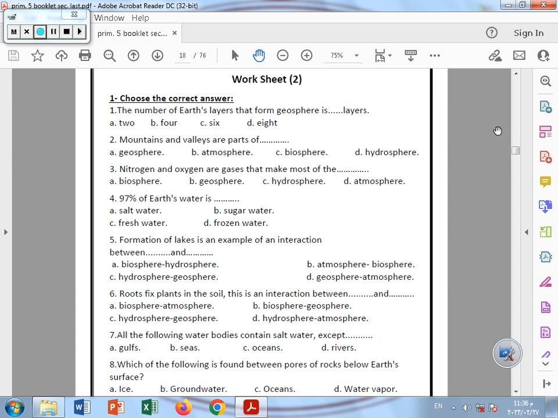Number 4, 97% of the Earth's water is, the large amount of water on Earth, is salt water. Number 5, the formation of lakes. It's an example of the interaction between what and what? Lakes are related to water or hydrosphere. So it's related to the hydrosphere, and the formation of lakes means we are going to go deeply inside the soil or in the ground. This means it's an interaction between the hydrosphere and geosphere.